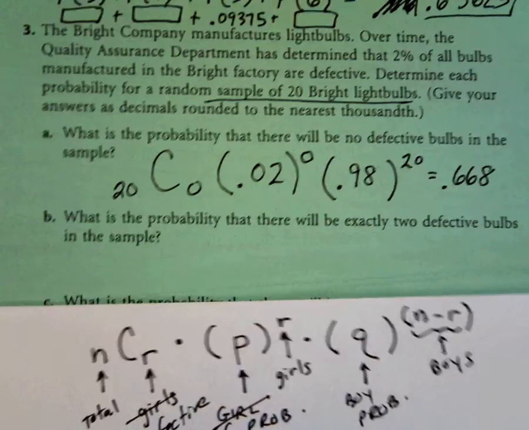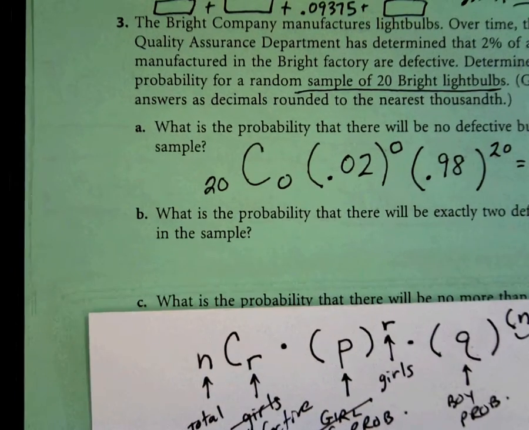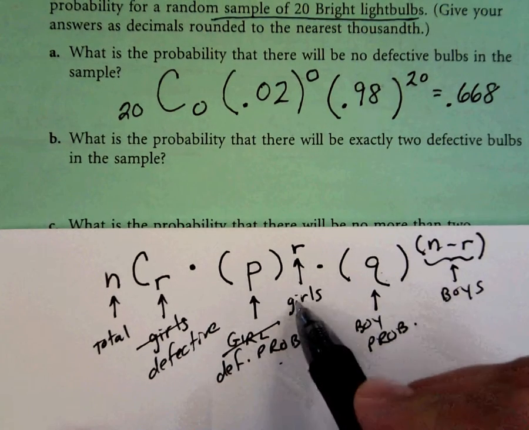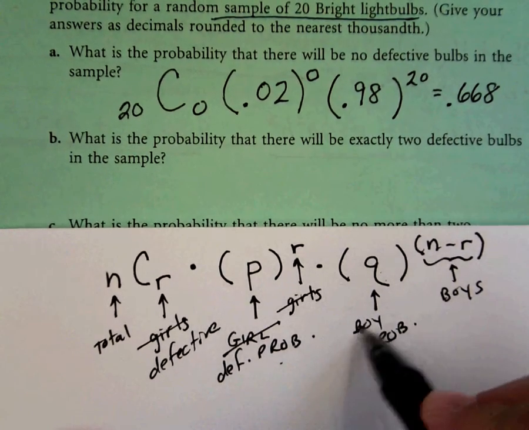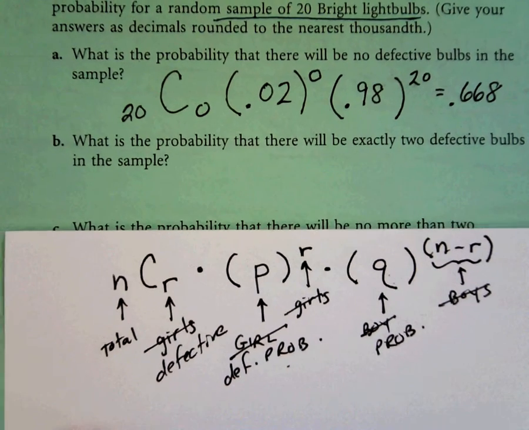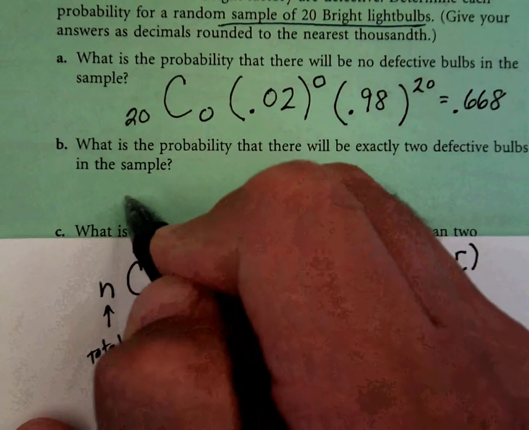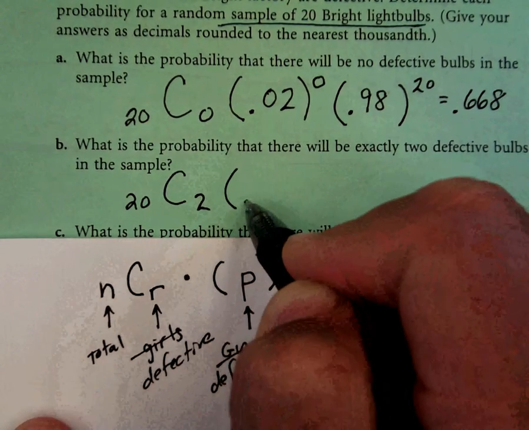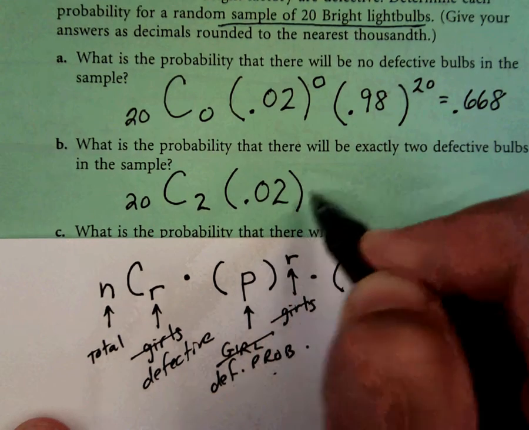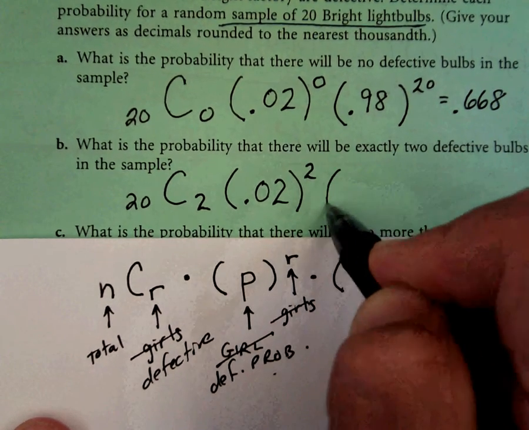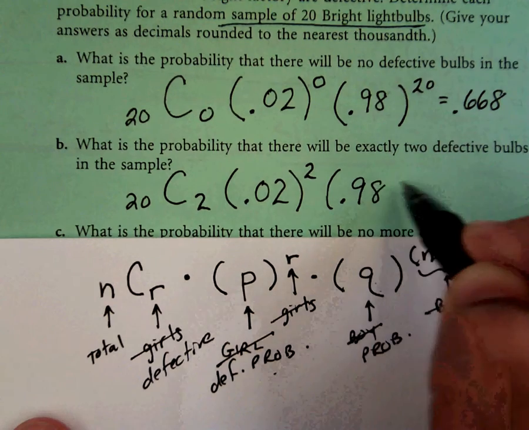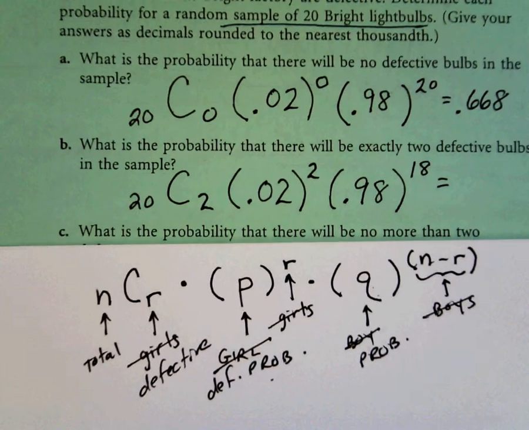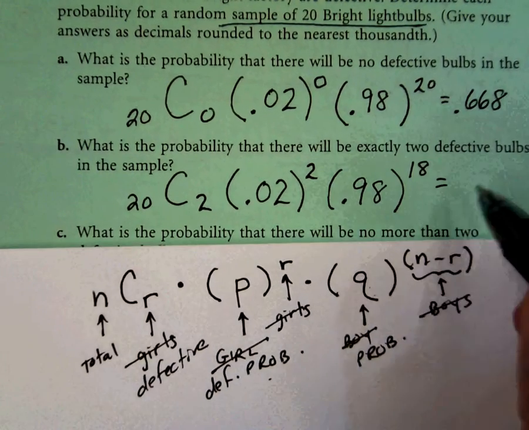In B, what's the probability there will be exactly 2 defective bulbs? So again, in the formula here, we changed girls to defective bulbs, and we changed boys to normal bulbs. So in the next one, B, it's going to be total choose 2 defective times probability of being a defective light bulb to the number that we want, times the probability of being okay to the number that are okay. And that probability comes out to be 0.053.